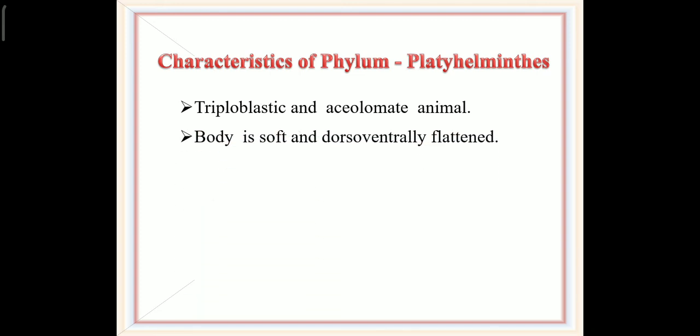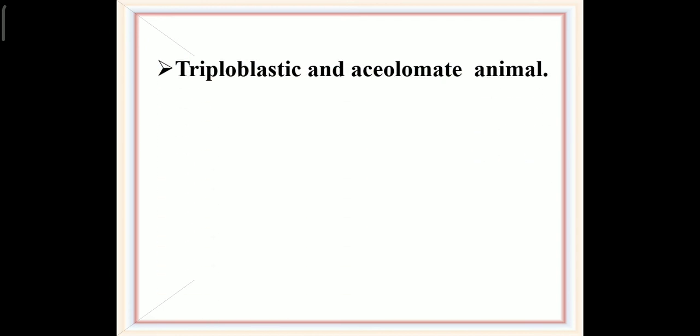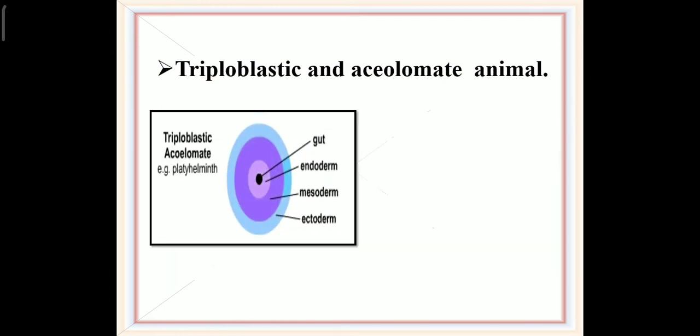The body is soft and dorsoventrally flattened. Flame cells are found in the excretory system. Internal body space is filled with parenchyma or mesenchyme. They are triploblastic and acoelomate animals.